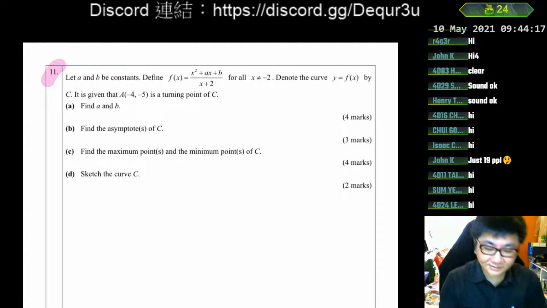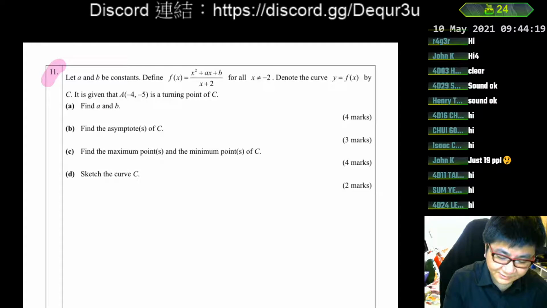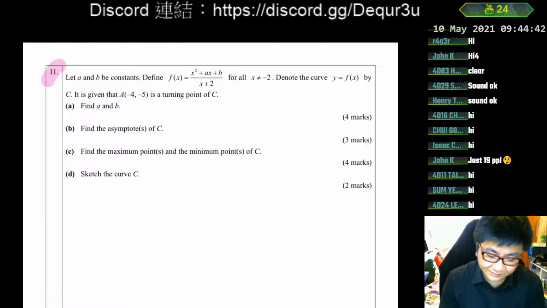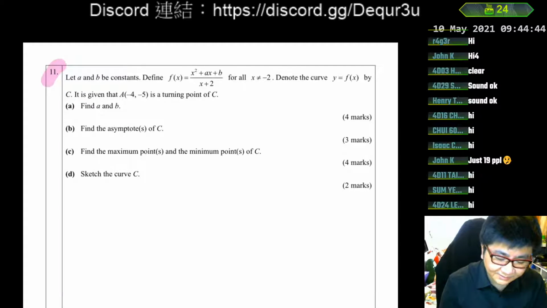Okay, you see here the difference with the previous question is that we have the function, but in the function there are some unknowns a and b. At the very beginning, let a and b be constants. Also denote the curve y = f(x) by C. That means C is the name of the curve. Later, when we describe the curve, we can use the name C.